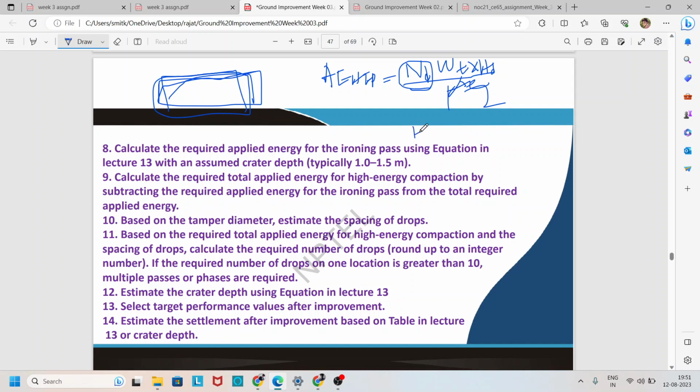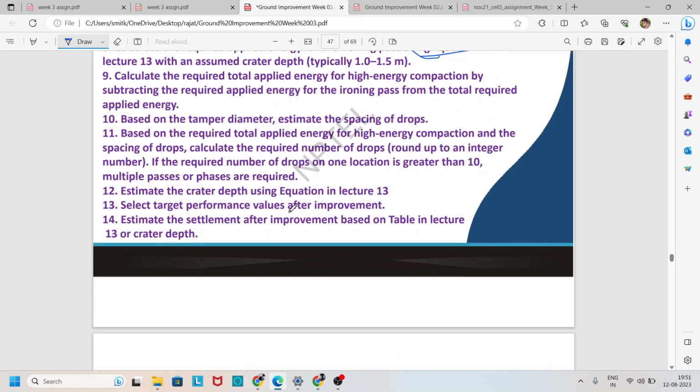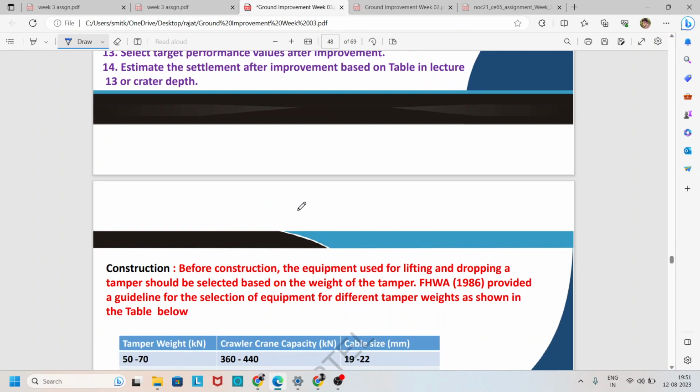For safety measures, we also address the depth of crater. We know that the depth of crater should not be greater than the height of the tamper plus 0.3 meter. So for safety measure, we can also address these points. Like that, we can apply this technique in the ground.